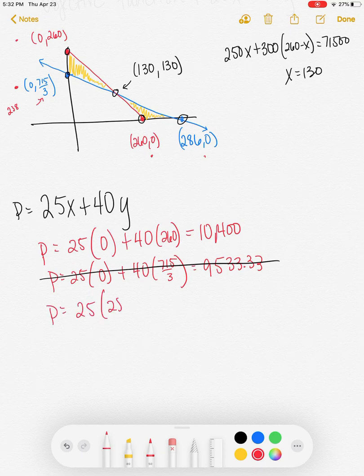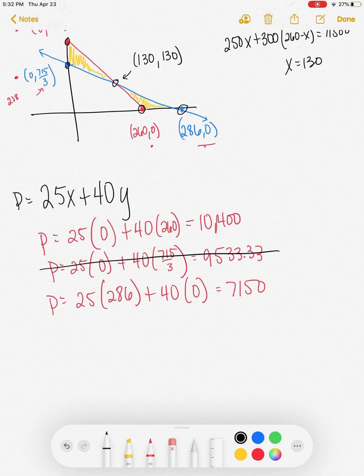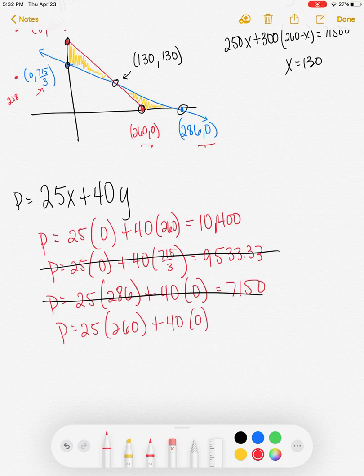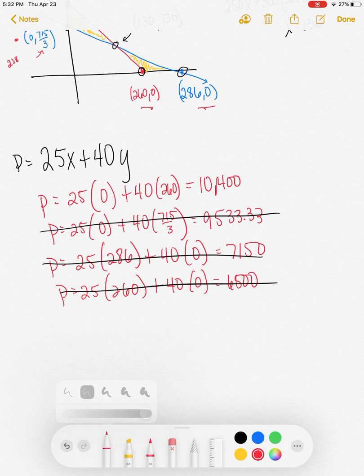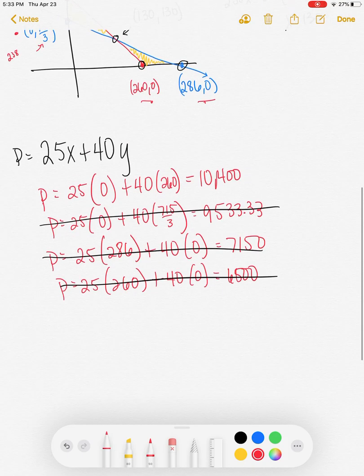So I checked my P. I tried 25 times 286 plus 40 times 0. Tried this one right here. And this one gave me 7150, I think, if I'm looking correctly at my notes. That's not going to maximize. Again, you don't really have to check it, but if you didn't recognize that, check it anyway. It's just an extra step along the way. This one I think gave me 6,500. Not maximizing.